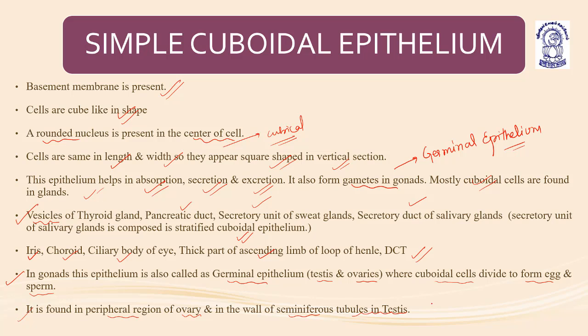So the simple cuboidal epithelium is present in vesicles of thyroid gland, ducts of pancreas, secretory unit of sweat glands, secretory duct of salivary glands, then iris, choroid, ciliary body of eye, the thick part of the ascending limb of loop of Henle and DCT. Along with the germinal epithelium, it helps in the production of gametes. Understood? It is also found in the peripheral region of ovary and in the wall of seminiferous tubules. So this is an example of simple cuboidal epithelium. Understood?